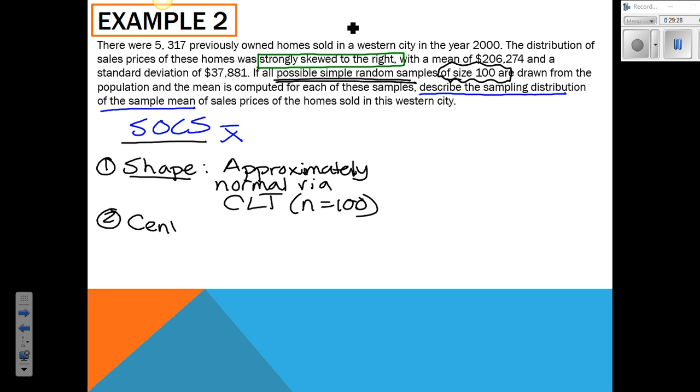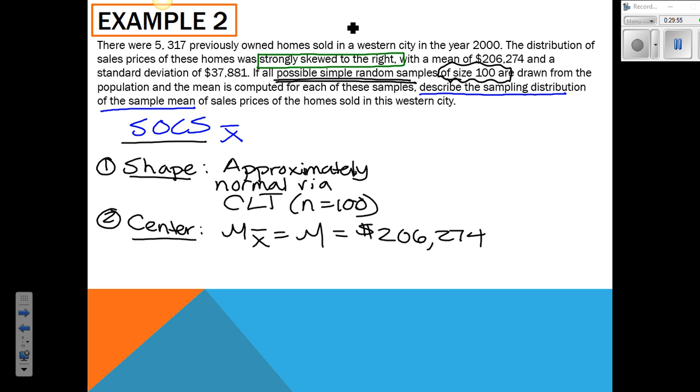Center. That's going to be the mean of X bar, which should be equal to what? What is this equal to? The population mean. And what's the population mean? 206,274.